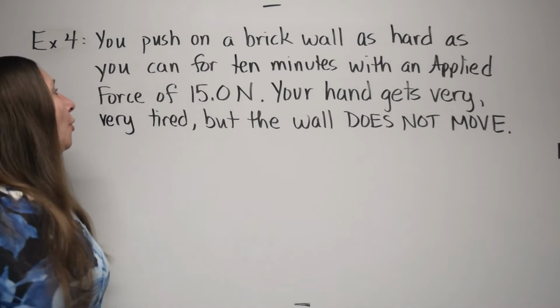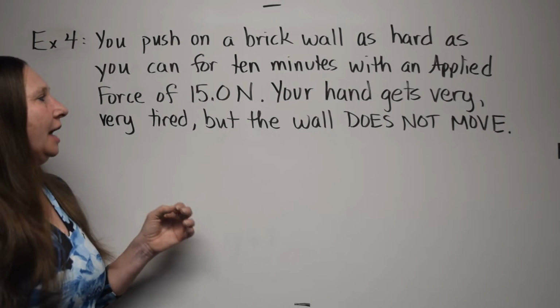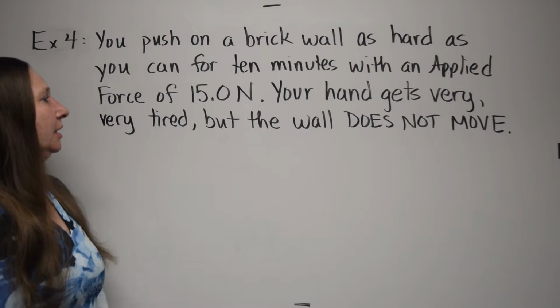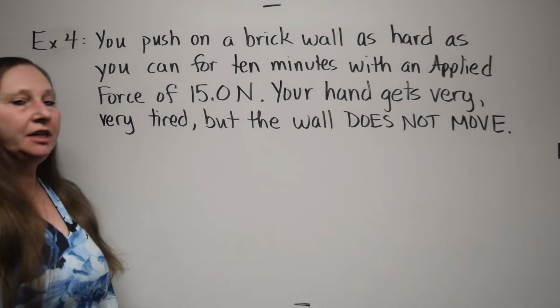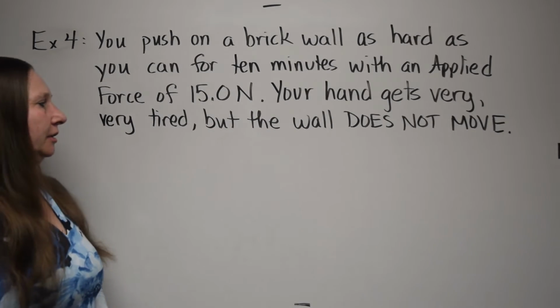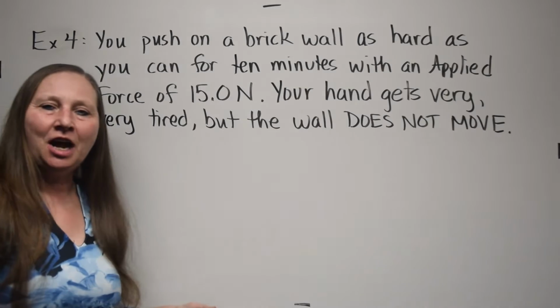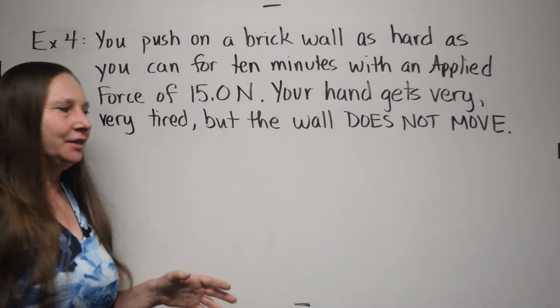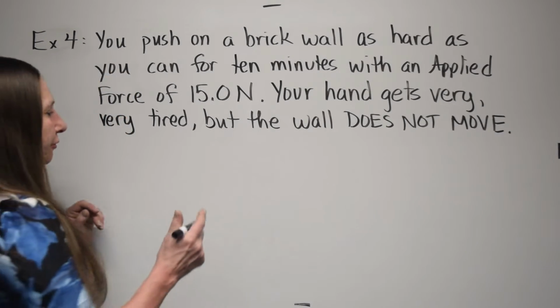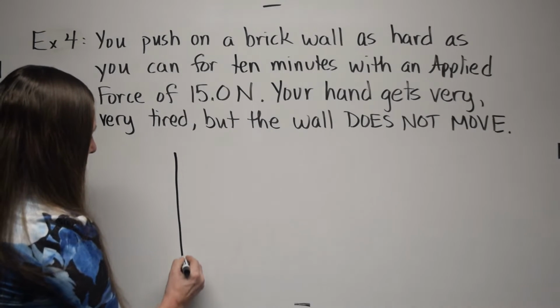In example 4, you are pushing on a brick wall as hard as you can for 10 minutes. Your applied force is 15 newtons. Your hand gets very, very tired, but the wall doesn't move. Let's decide whether or not work is being done. So we draw a free body diagram. You've got your brick wall here.